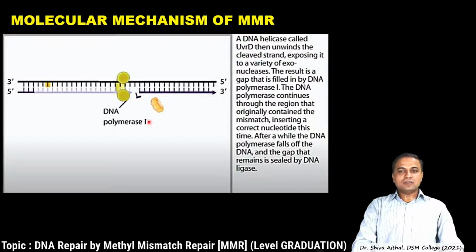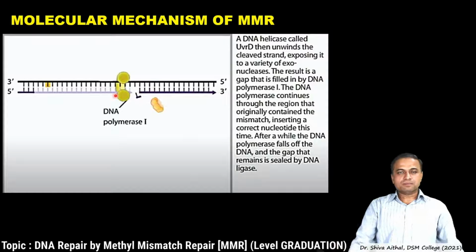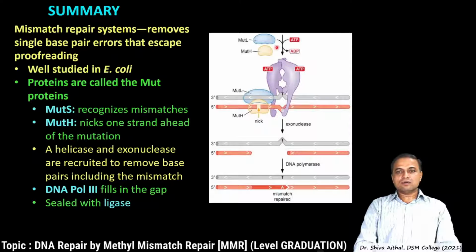In the end, when the process is completed, the DNA polymerase just falls off the strand, and ligase seals the gap. Ligase completely seals the gap. So here you can see the role of ligase. After a while, DNA polymerase falls off the DNA, and the remaining gap, that is the phosphodiester bond, is introduced by DNA ligase. So this is the main role, or this is how it functions at the molecular level.